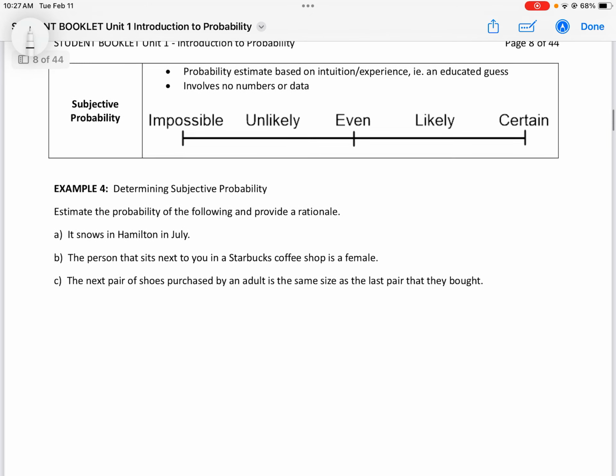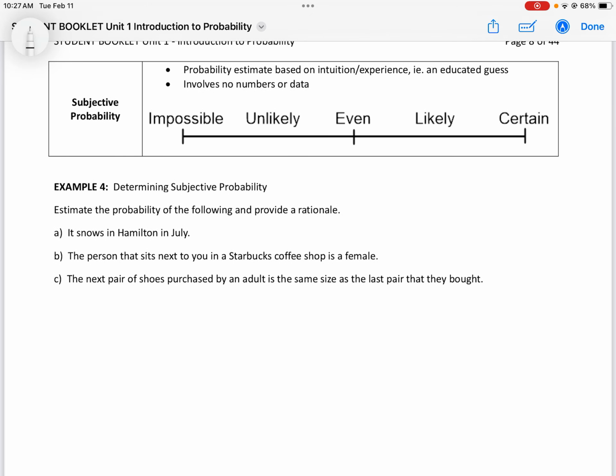Okay, last topic today, subjective probability. This is the probability estimate based on intuition or experience. We're not going to actually assign numbers to this. It's just going to be an educated guess based on impossible, which is essentially a 0% chance of it happening, certain, which is a 100% chance something's going to happen, and then anywhere in between. So unlikely, even would be 50-50, or likely. So we're going to estimate the probability of the following, and we're going to provide a brief rationale.